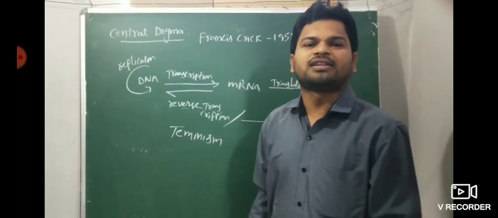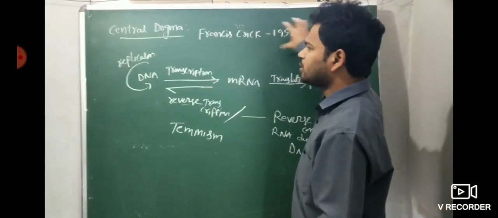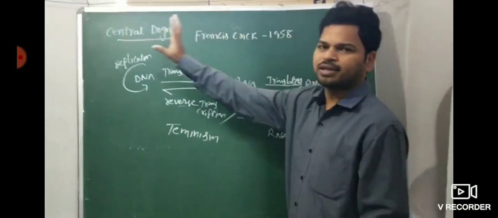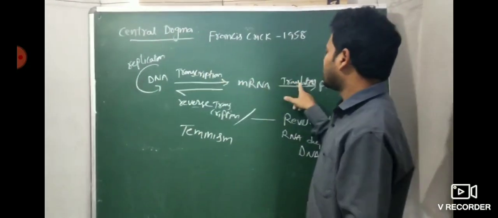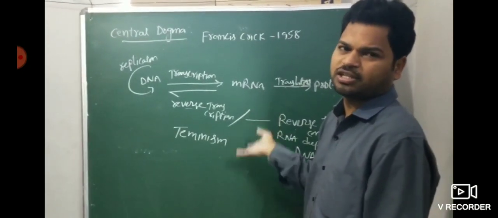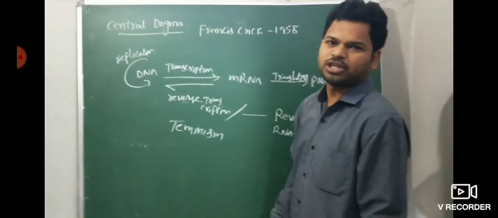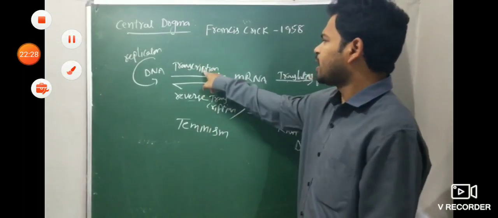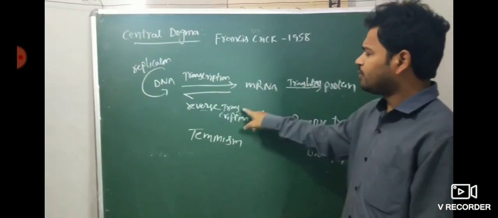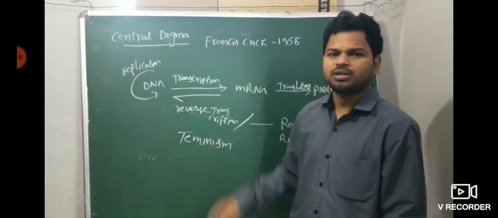This is nothing but central dogma. See here, central dogma was given by Francis Crick in 1958. The flow of genetic information from DNA to mRNA to protein is the central dogma. The processes involved are two: transcription and translation. Sometimes in some viruses, the flow of genetic information is in reverse direction, that is mRNA to DNA, which is reverse transcription. The enzymes involved are transcriptase for transcription, aminoacyl synthetase for translation, and reverse transcriptase for reverse transcription. This is important about central dogma.